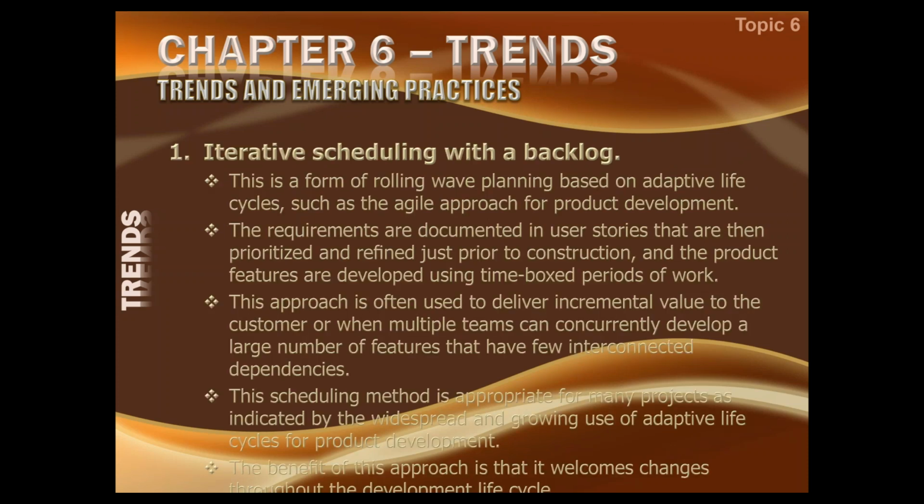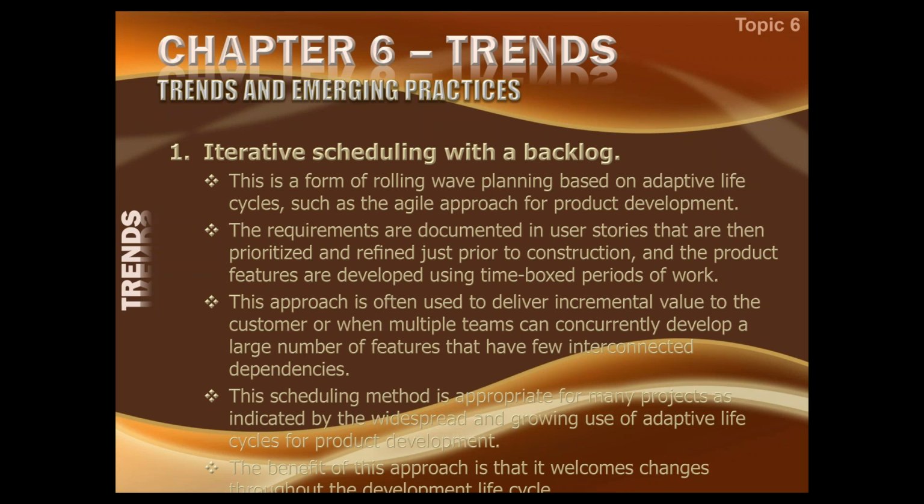As far as iterative scheduling with backlog is concerned, this is a form of rolling wave planning. We have already talked about rolling wave planning. It is a kind of rolling wave planning where, based on an adaptive life cycle, such as the agile approach for product development, the requirements are documented in user stories. You remember I explained to you what a user story is. So requirements are documented in the form of user stories.